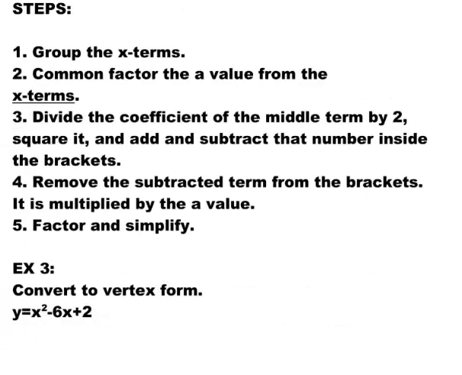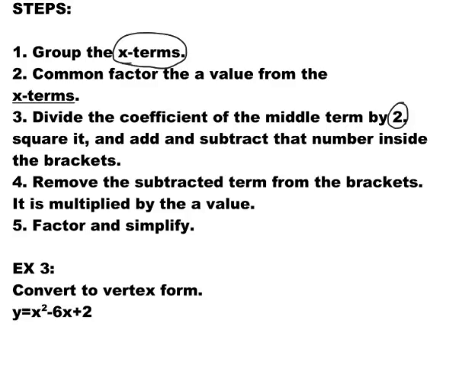Now we are going to talk about completing squares, how we change from standard form to vertex form. The way we do it, we use completing squares. In completing squares, we follow the following steps. First, we are going to group all the x terms. Then we are going to common factor the a value, if there is an a value. Then we are going to divide the coefficient of the x term, or the middle term, by 2.